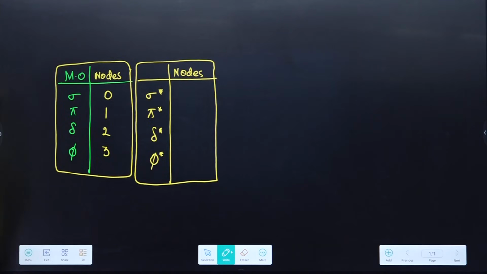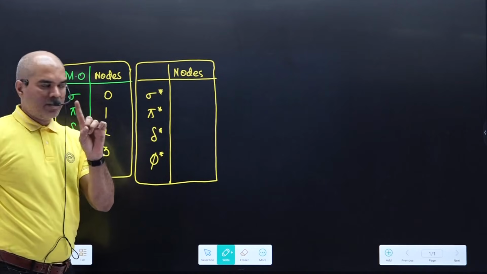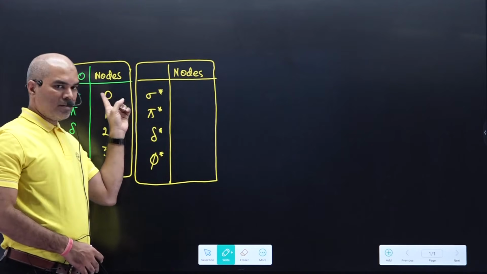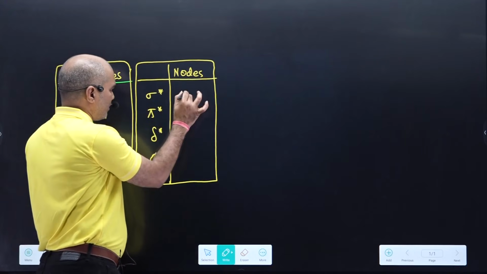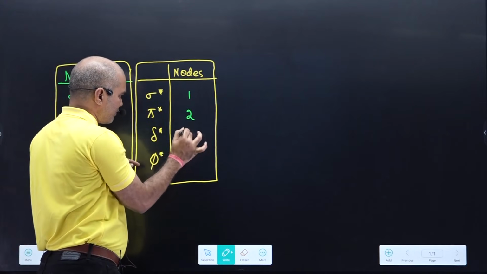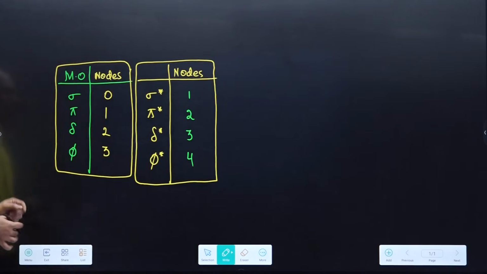You just increase by 1. Remember, between bonding and anti-bonding, the number of nodes will increase by 1 unit. So sigma bonding 0, sigma anti-bonding will be 1, pi 1, pi star will be 2. Those are the number of nodes.